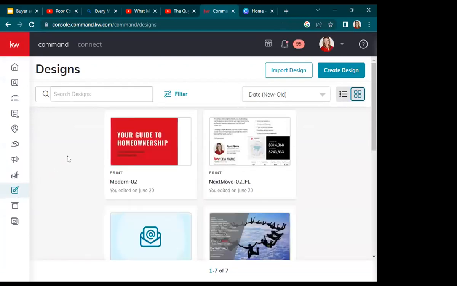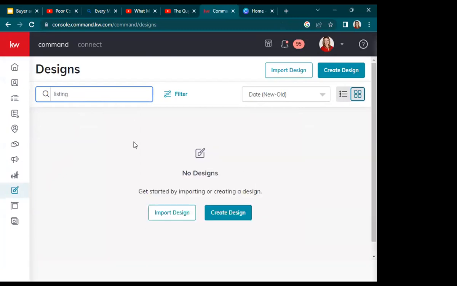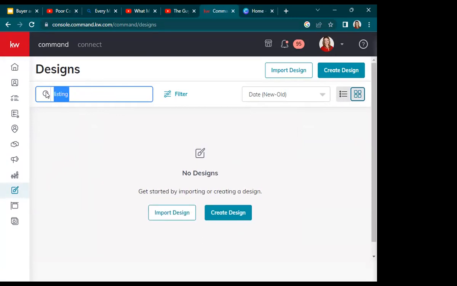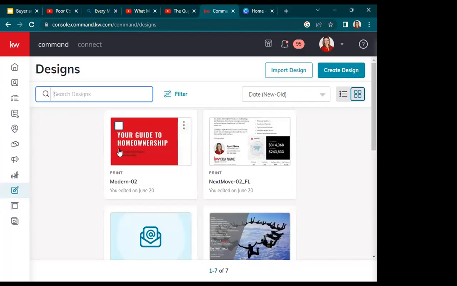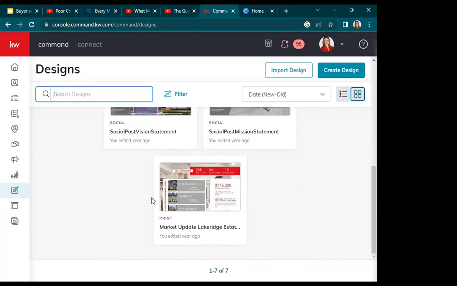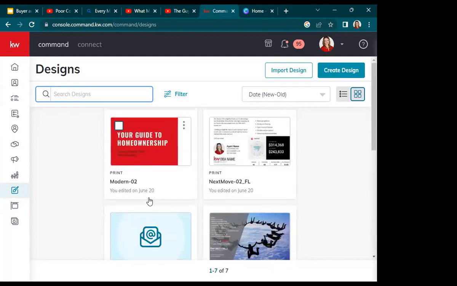And when you go into that, you can actually type in... it does come up. I don't know what's going on with it. It really does. It's slow, that's what it is. Anyway, there are definitely listing and buyer presentations in here, okay? But that's how you get to it. Go down here and go to designs.